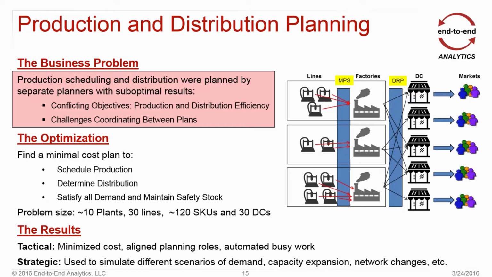One of the real values of an optimization model is it can balance these competing priorities and get you to that optimal answer without having this constant back and forth. And as the situation changes, you can always update the model.